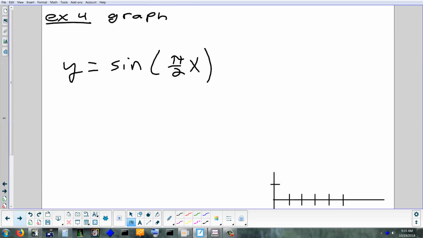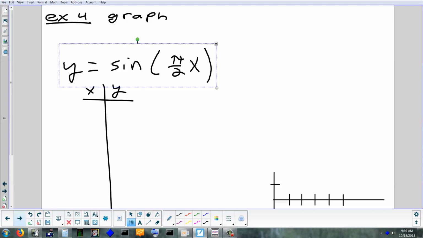Okay, let's look at this one. So y equals sine of pi over 2 x. What kind of problem is this one out of the 4 that we've studied? Phase. So phase means you are adding or subtracting inside the parentheses. So are we doing that here? No, so it's not a phase shift. It's still a period change.